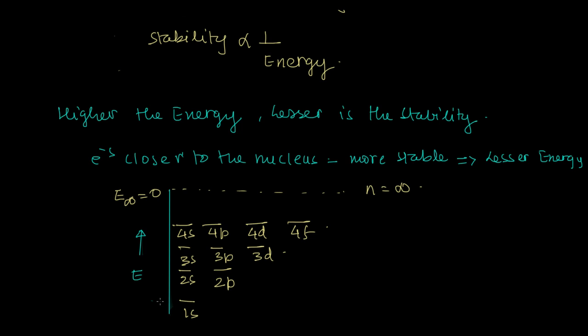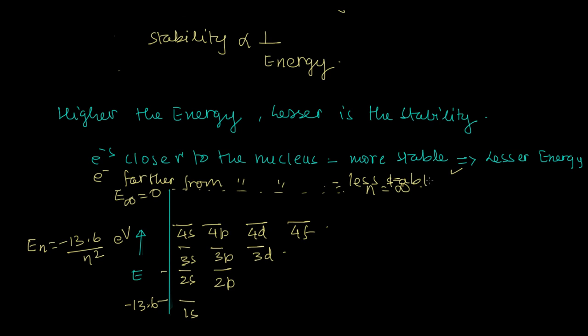So all the energies you find here are negative energies, right? This was minus 13.6, the first shell. We had derived the energy to be En equals minus 13.6 upon n squared electron volts. So this one has the least amount of energy, and the lesser the energy, the more the stability. Commonsensically, electrons farther from the nucleus are less stable.